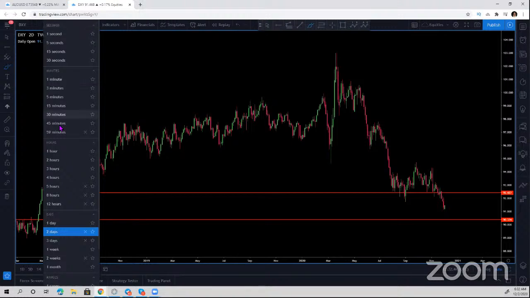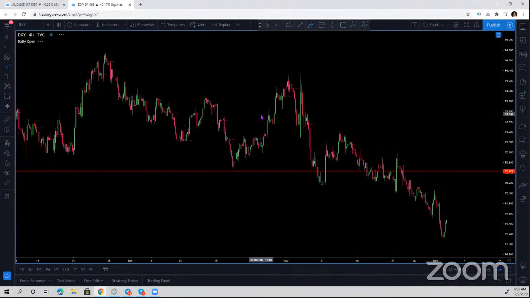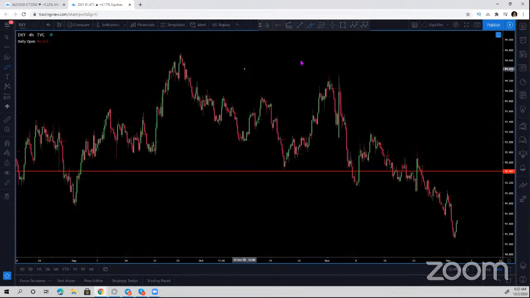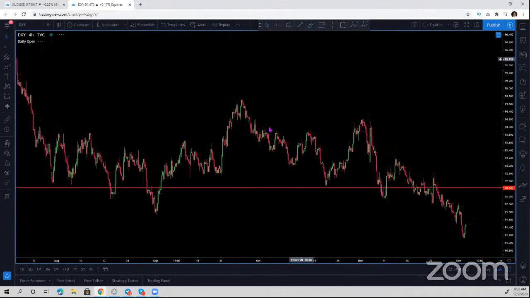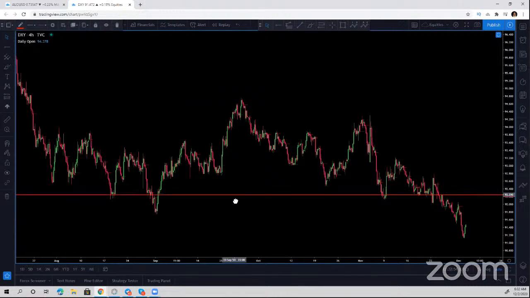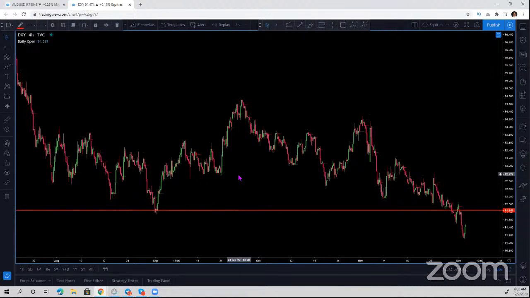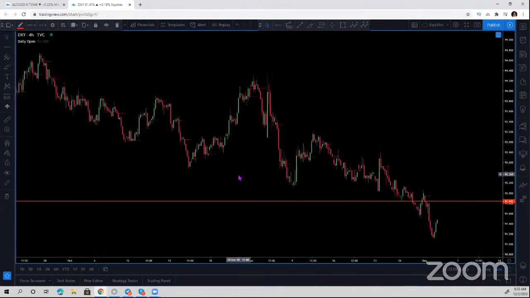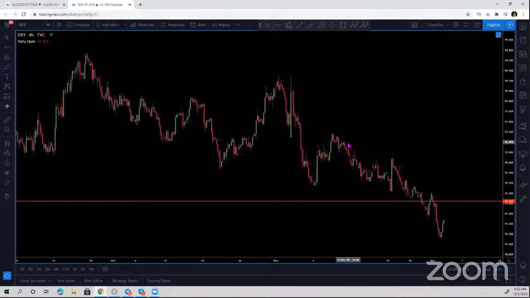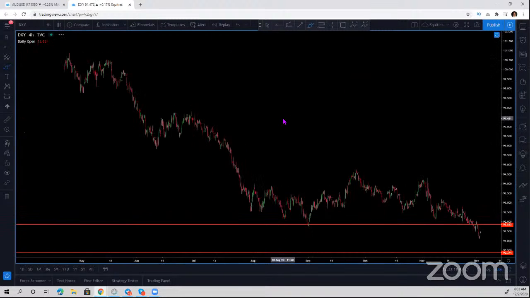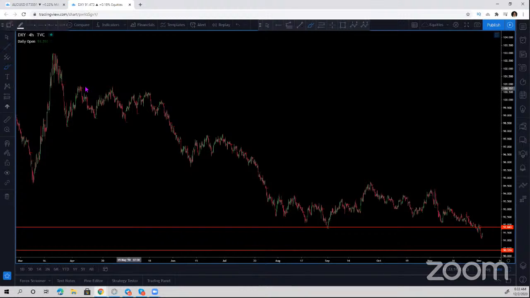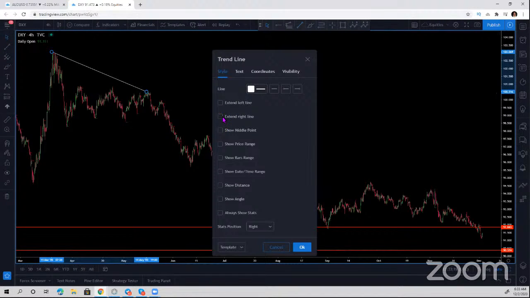Now that we have this level, let's start by looking at the 4-hour chart. Actually, I'm going to lower this horizontal line because what I'm looking at is the possibility of a rally towards that level for a continuation to the downside. And the reason is because the bearish structure is still very much valid, right?